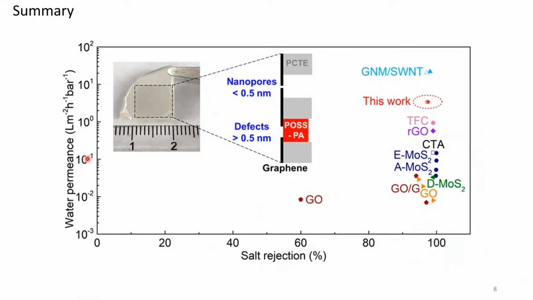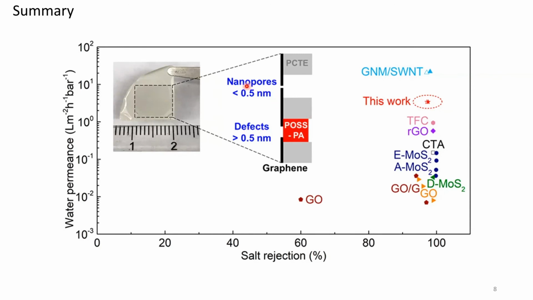What I've shown you today is we can engineer precise size-selective defects in the graphene membrane with very, very close tolerances. That is, the defects are slightly larger than 0.28 nanometers, which is the van der Waals diameter for water, while being smaller than 0.66 nanometers, which is the size of the hydrated diameter of potassium and chloride ions.